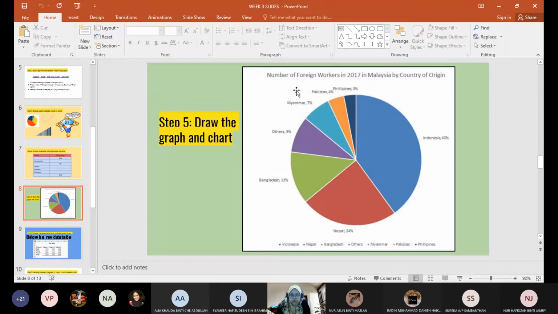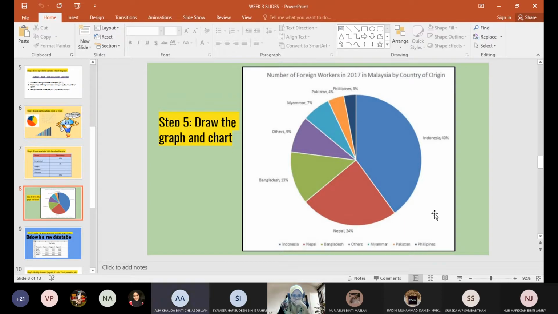So, kat sini dia ada title, number of foreign workers in 2007 in Malaysia by country of origin. So, Indonesia 40%, Nepal 24%, semua betul. Okay, even though dekat dia punya pie chart ni, they have written the number, but they also include the legend down below here. So, I don't say that it's wrong. You can do this. Kalau misalnya you tak letak nama kat atas ni, nak ada legend pun even better. Kalau macam ni pun bagus juga. Okay. Alright. Clear?